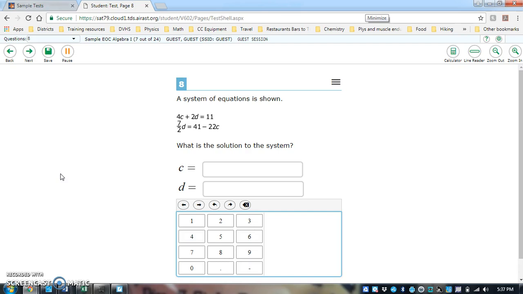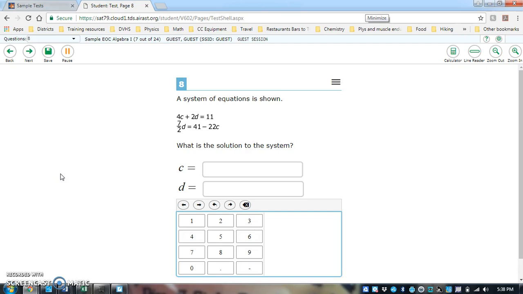Finally, problem 8, or for this video, problem 8. A system of equations is shown. 4c plus 2d equals 11. 7/2 d is equal to 41 minus 22c. This would be hard to do substitution for because I'd have to multiply the second equation by 2/7 on both sides to get d, and then substitute that in. I could try to write them both in standard form, multiplying the second equation by 2, and then adding 22c, and then doing elimination that way.